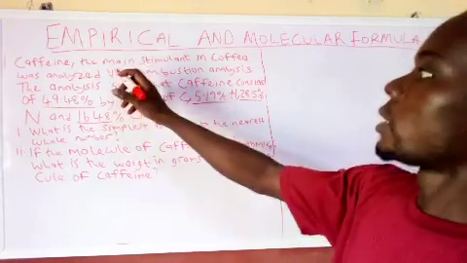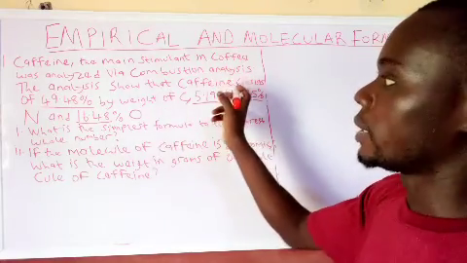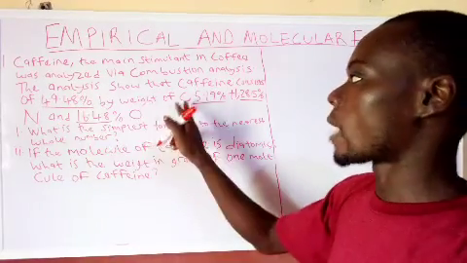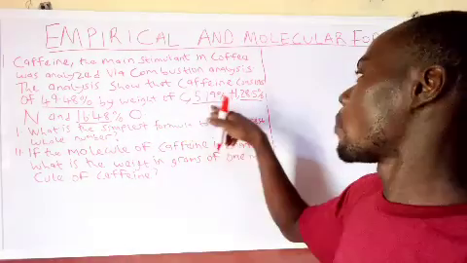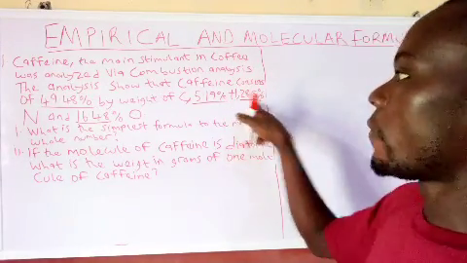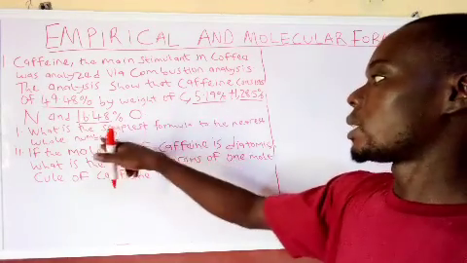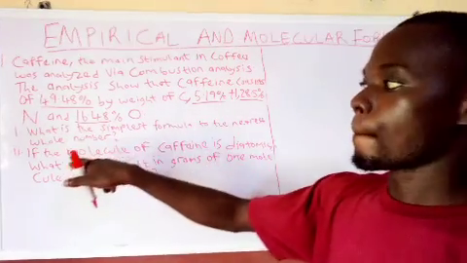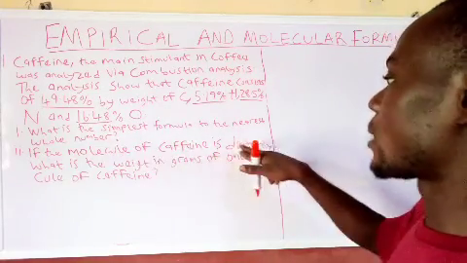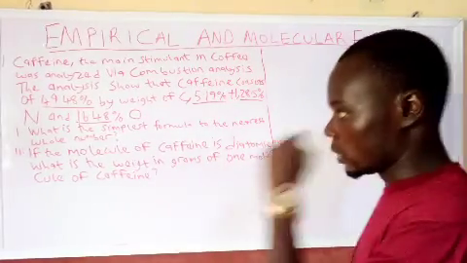Now look at the question. The question says caffeine, the main stimulant in coffee, was analyzed via combustion analysis. The analysis shows that caffeine consists of 49.48% by weight of carbon, C, 5.19% of hydrogen, that's H here, 28.5% of N, and 16.48% of O. Then it asks, what is the simplest formula to the nearest whole number? Then if the molecule of caffeine is diatomic, what is the weight in grams of one molecule of caffeine? So we'll solve this problem together.